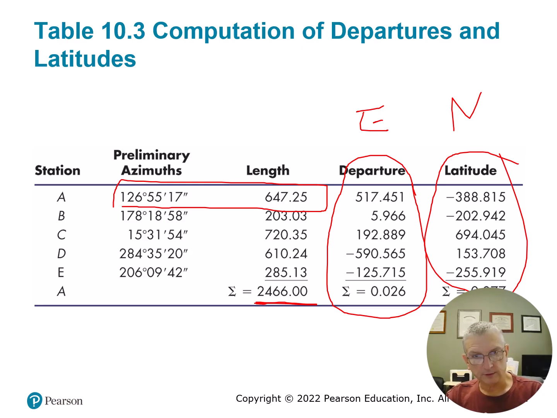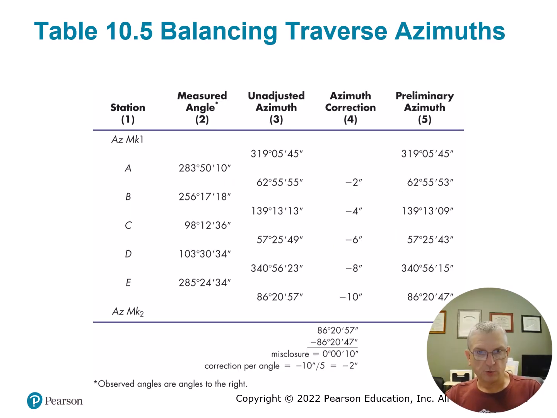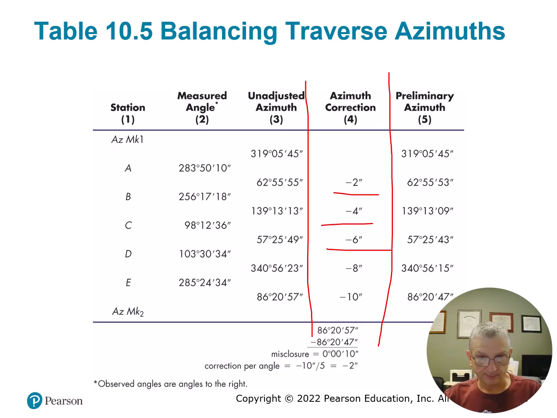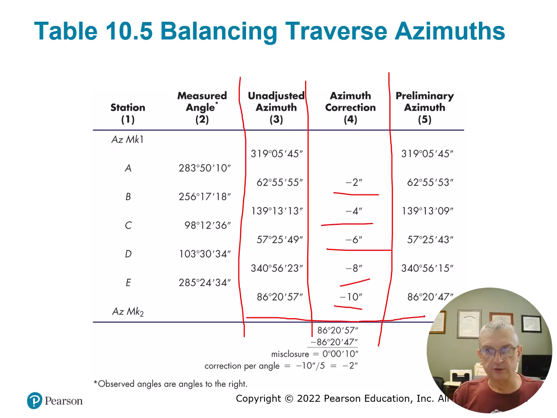Now, let's get a little bit more tricky. Table 10.5 shows us how to balance traverse azimuths. Again, if you go about it with your unadjusted azimuths, then you put your angular error in, which would accumulate if you got 2 seconds per angle point. In this example, you do. So you wind up adding 2, 4, 6, 8, 10, and that takes your unadjusted azimuths and corrects them so that they reflect your adjusted interior angles.